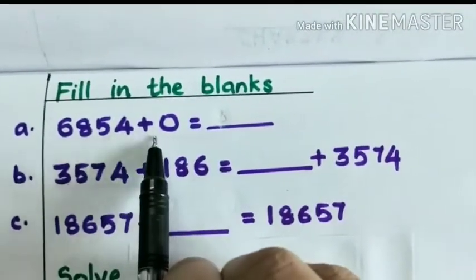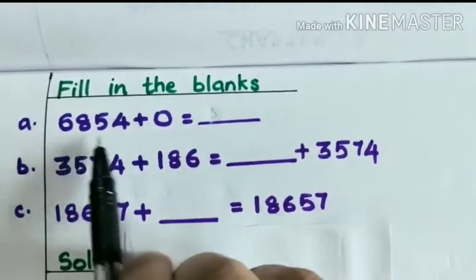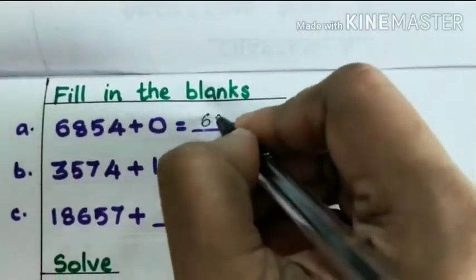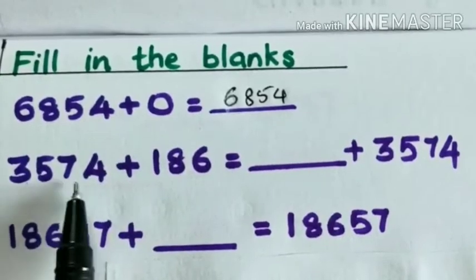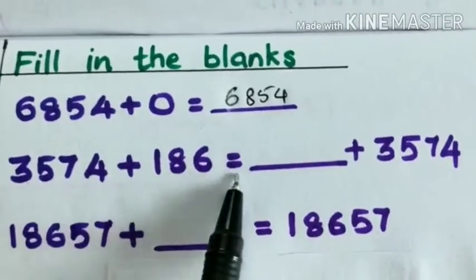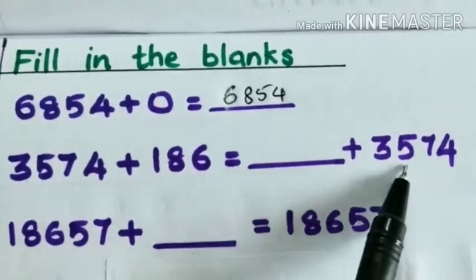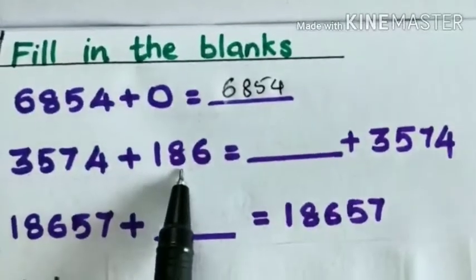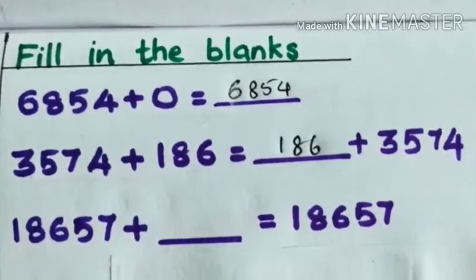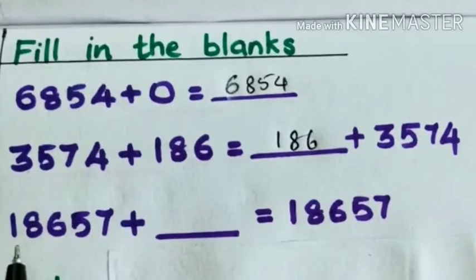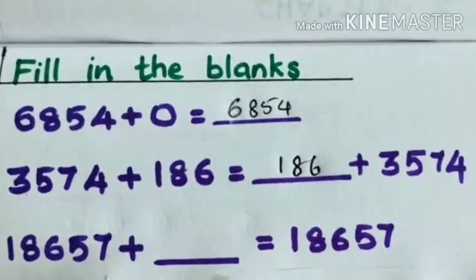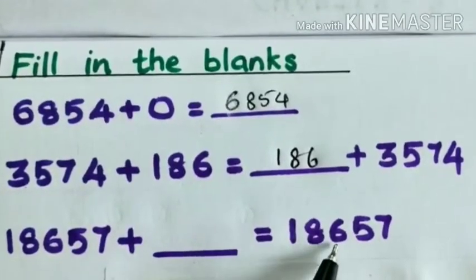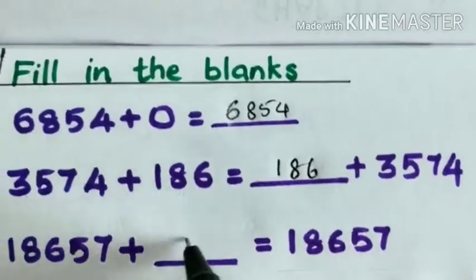Fill in the blanks using the properties of addition. 6,854 plus 0. Same number, 6,854. Next question, 3,574 plus 186 equals dash plus 3,574. Answer 186. Next question, 18,657 plus dash equals 18,657 plus 0.